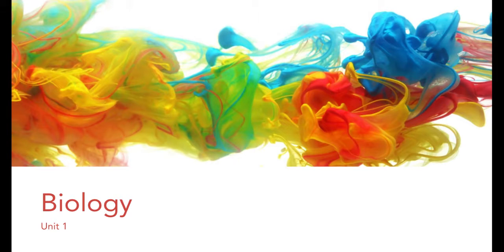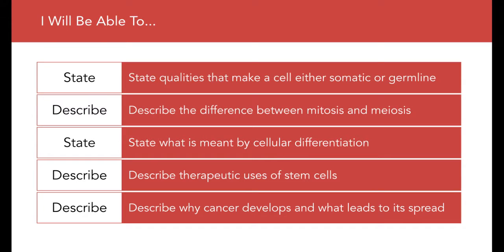Hello, this is Mr. Arthur, and we're going to look at Biology, Higher Human Biology Unit 1, starting with the first key area, which is about cell differentiation and about cell division.